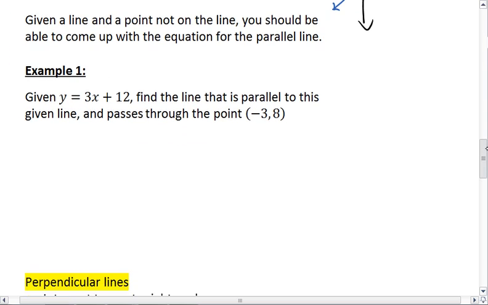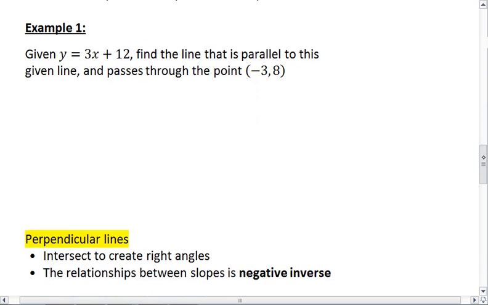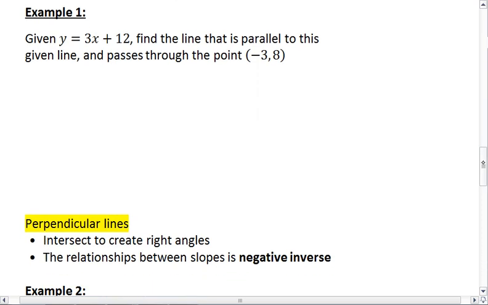This means that given a line and a point not on the line, you should be able to come up with the equation for the parallel line. For example, if we are given y equals 3x plus 12, find the line that is parallel to this given line and passes through the point negative 3, 8.